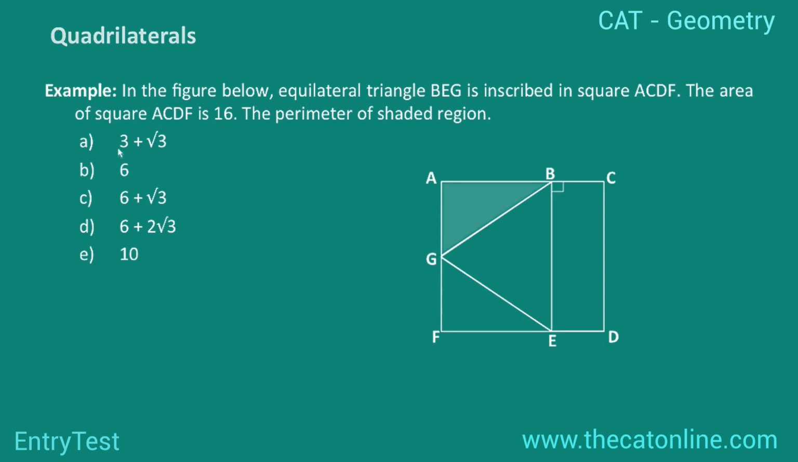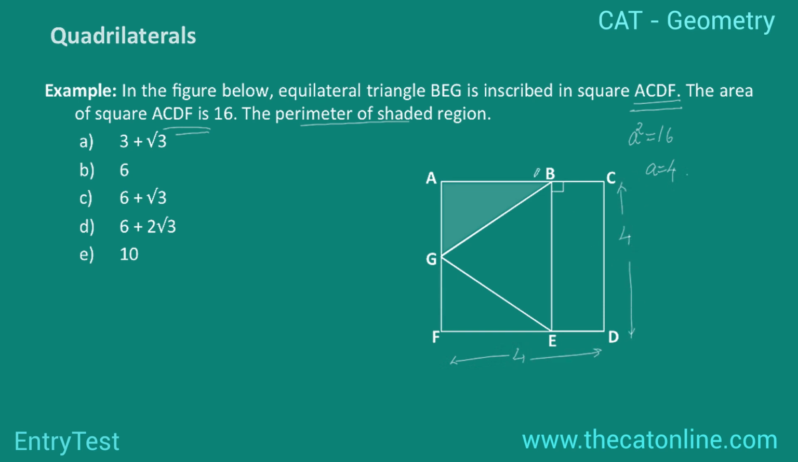Let's look at another example. In the figure given below, equilateral triangle BEG is inscribed in a square ACDF. The area of the square is 16. Find the perimeter of the shaded region. So area of the square is a square, which is equal to 16. So that means the side of the square comes out to be 4. So this side is 4, this side is 4.